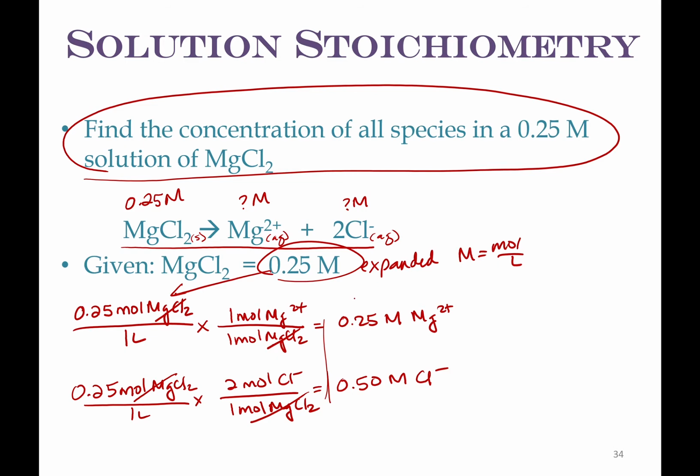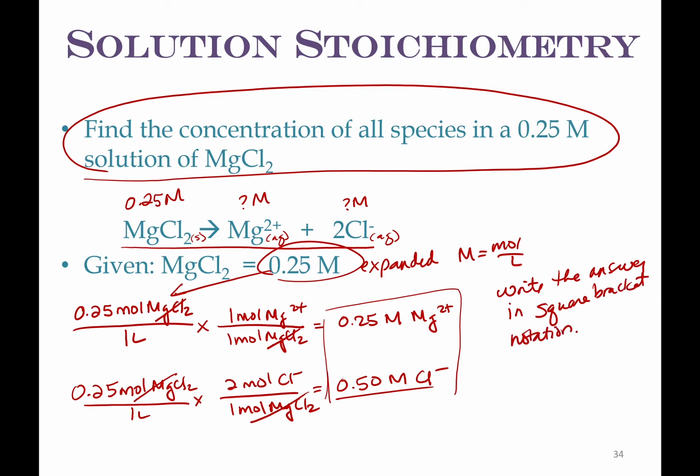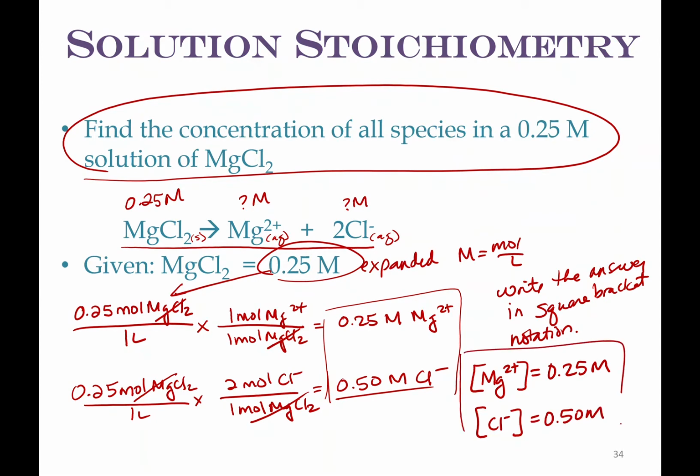So when we do this, generally I will ask you to write the answer in square bracket notation. So the concentration of magnesium ions is 0.25 molar. The concentration of chloride anions is 0.50 molar. So that is square bracket notation. I wrote the concentration. Notice there is no 2 in the chloride because I took that into account here. I don't write the coefficients in the square bracket notation.